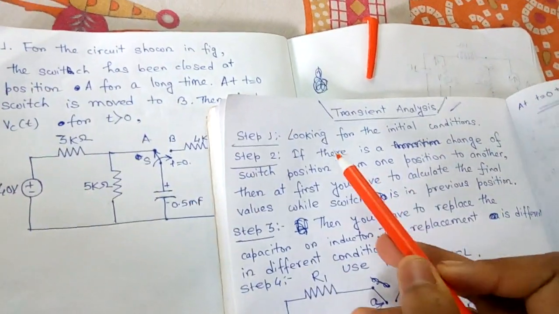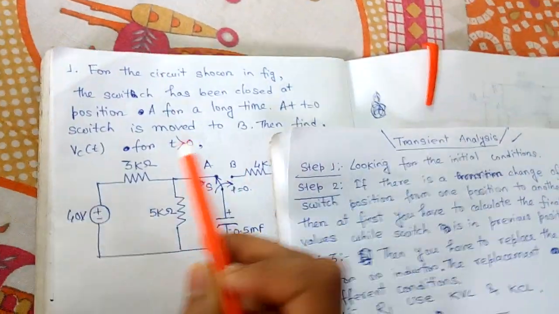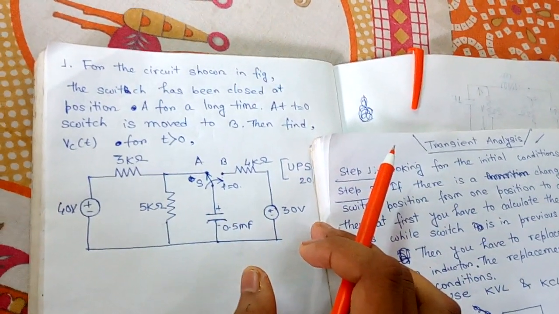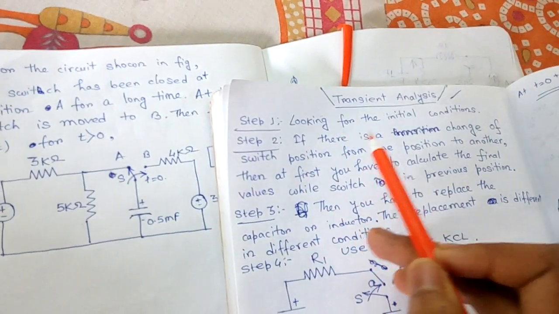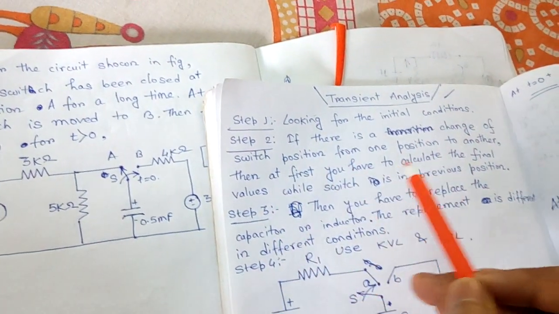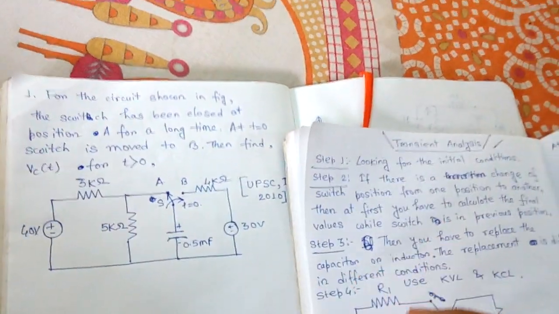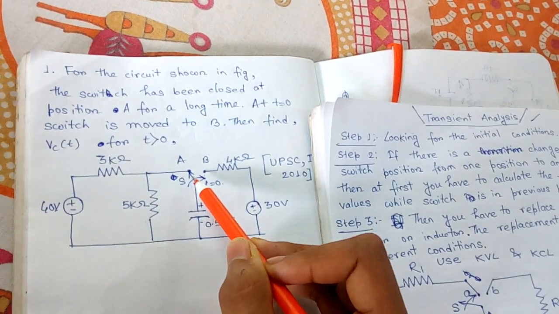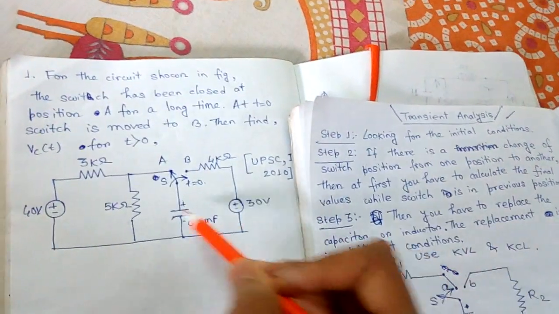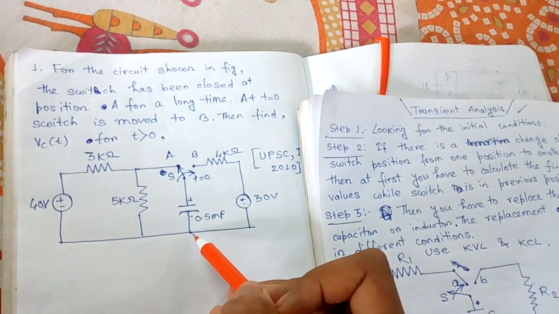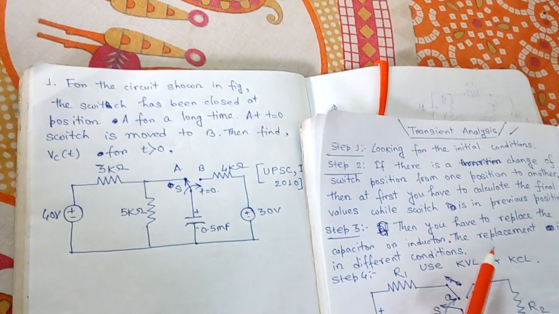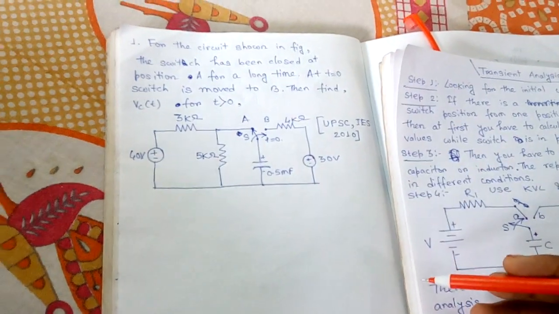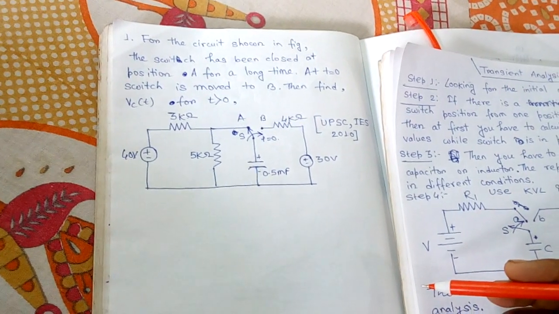Now follow these steps. Looking for the initial condition: here the initial condition is not given, which means the circuit is initially relaxed. Now step 2: is there a change of switch position from one position to another? Here it is a change of switch position from position A to position B. So we have to calculate the final value of voltage across the capacitor, which means the steady state voltage across the capacitor.